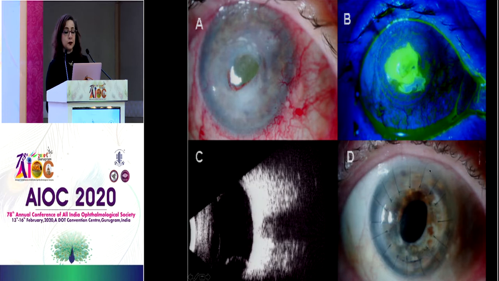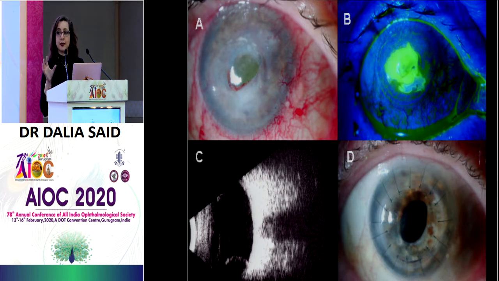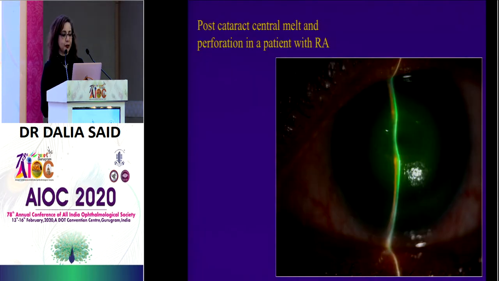So again, sometimes with these perforations, if it's been there for a while, you can get choroidal detachment. And if you get choroidal detachment, the AC will not form while you're doing your penetrating graft. So in this case, you have to do a little bit of sclerotomy and remove the choroidal detachment so that the AC can form. Again, this patient is a patient with rheumatoid arthritis who's had cataract surgery by one of the colleagues and came 2 weeks later with a central perforation and leak.